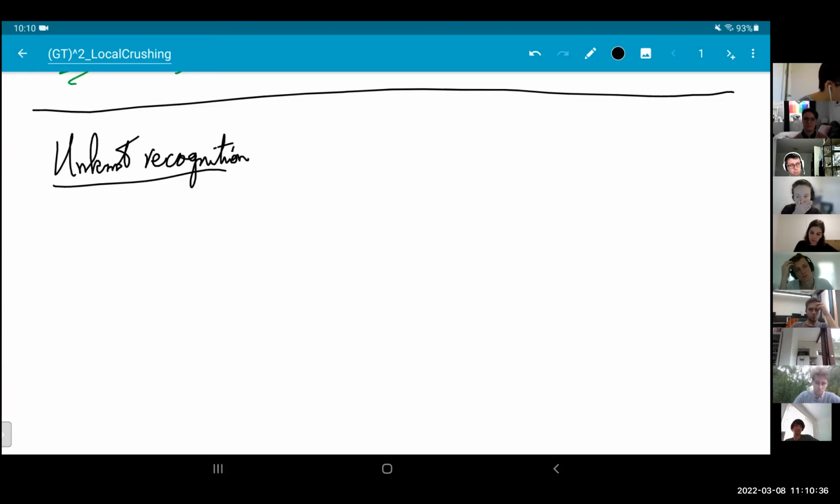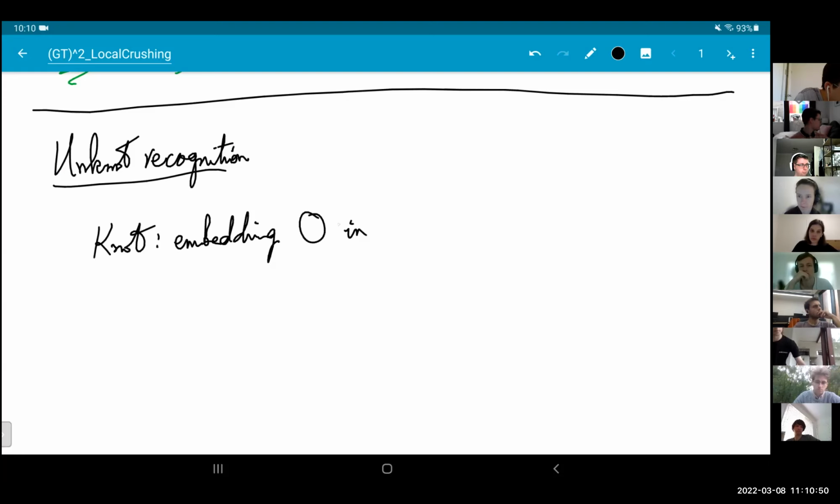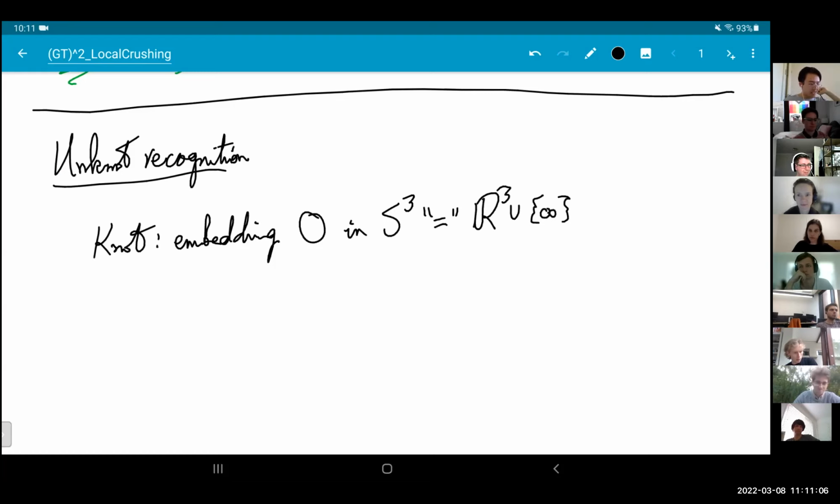So what is unknot recognition? A knot is an embedding of a circle, S1, in S3. If you've never seen S3 before, it's R3 union a point at infinity. So basically you can think of it as an embedding of a circle in R3.